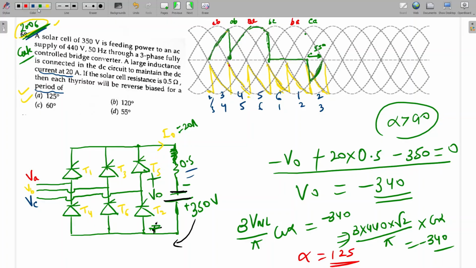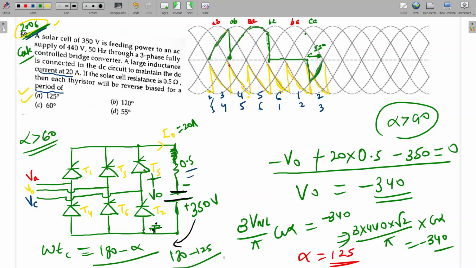So already we have done that equation. We can eliminate these options. Alpha is greater than 90, inverting operation, so 60 and 50 are eliminated. What is the condition? Omega t_c is equal to 180 minus alpha. So that will be 180 minus 125. How much will it come as? 55 degrees. So this will be the correct option. We can see it from the waveform also.